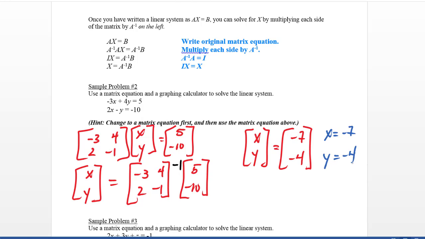However, since we're solving a system of equations, we know that this X and Y represents a point, and that point represents the solution to our system of equations. Okay, so that's a good example using matrix equations.